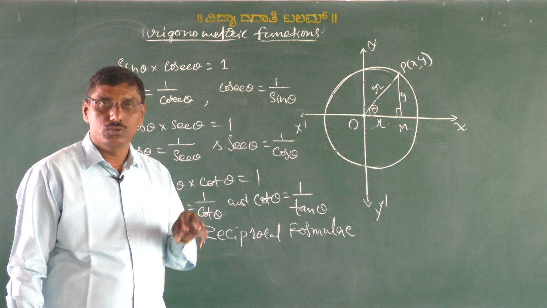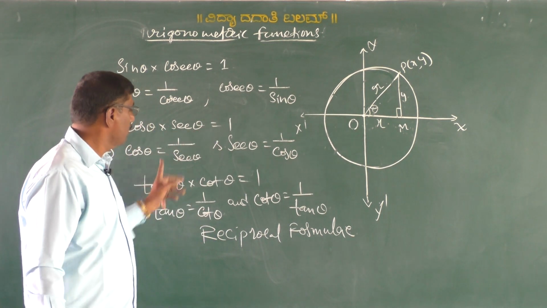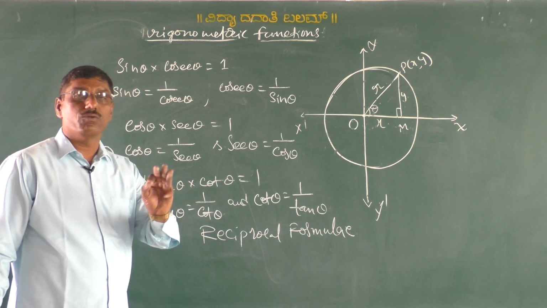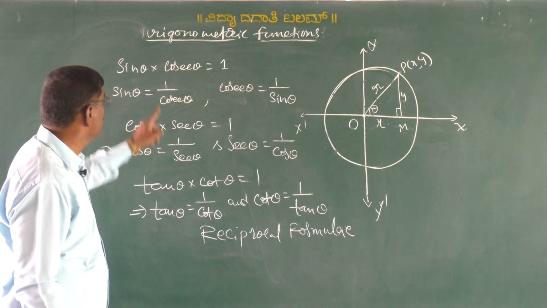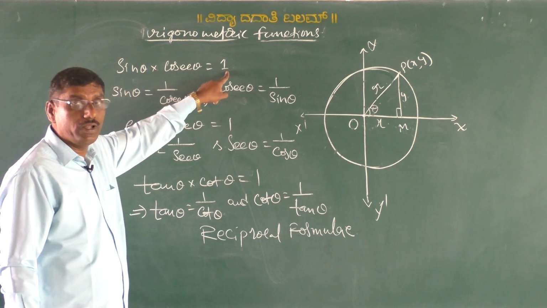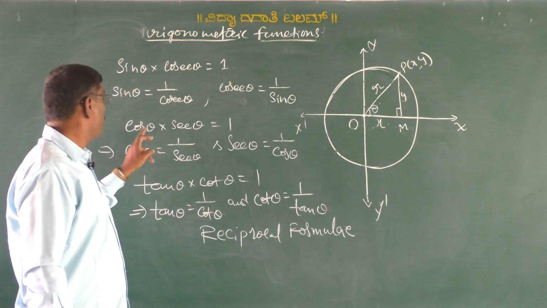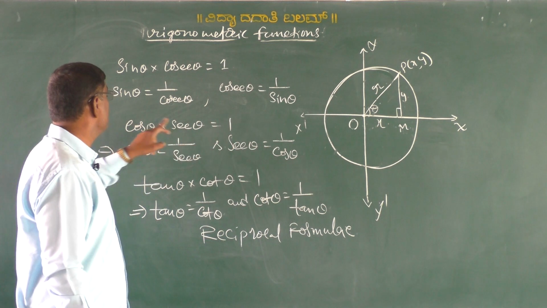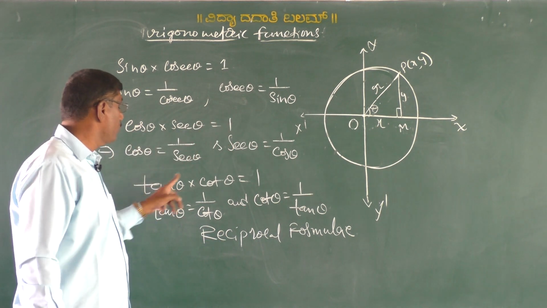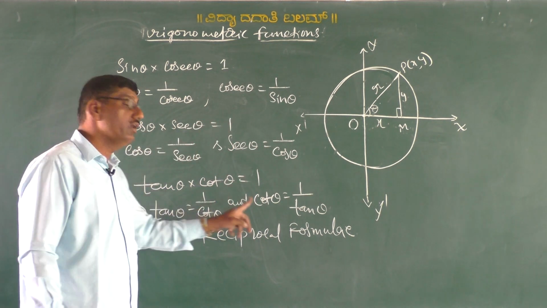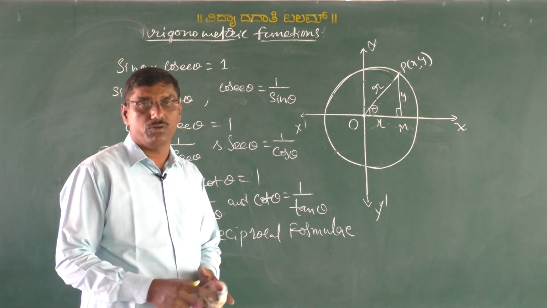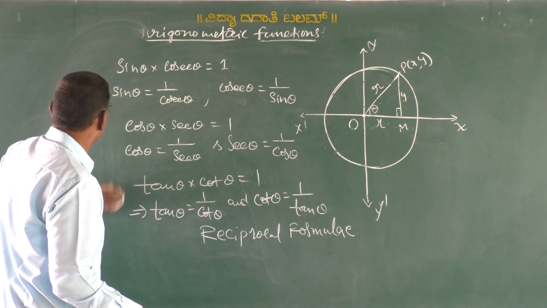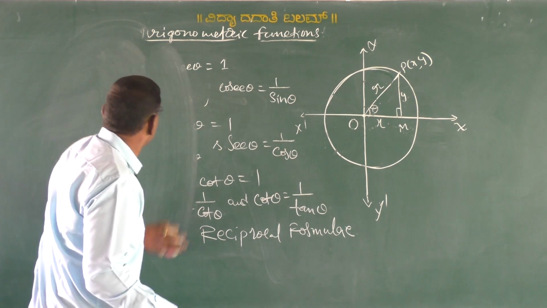Hence these six we call reciprocal formulae, and they are reciprocals to each other. Don't confuse here. The product of these two is equal to 1, that means sine and cosecant. The product of these two is equal to 1, that is cos and secant, and also the product of these two is equal to 1, tan and cot, isn't it? And also we can write another two here.